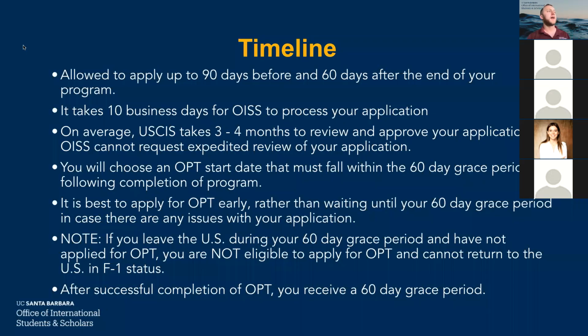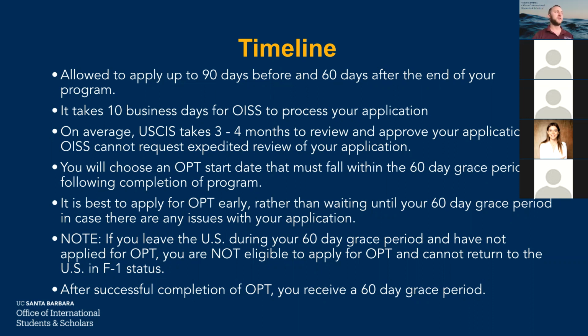So timeline, you are allowed to apply up to 90 days before and 60 days after the end of your program. So in total, this is a 5-month period that you have to apply for your OPT. We definitely always recommend applying sooner rather than later. If you apply after your graduation, it's possible that you're going to lose some of your overall 12 months of OPT. So applying sooner is better than leaving it to the last minute. Obviously, if you leave it to the last minute, there's also the chance that it may not get approved.